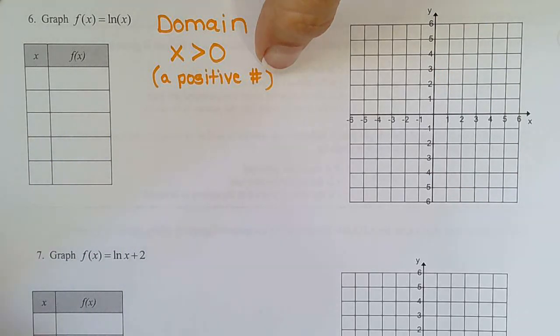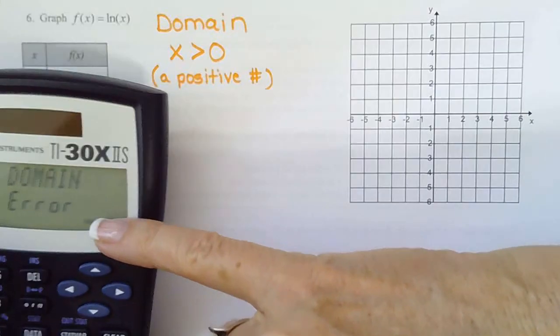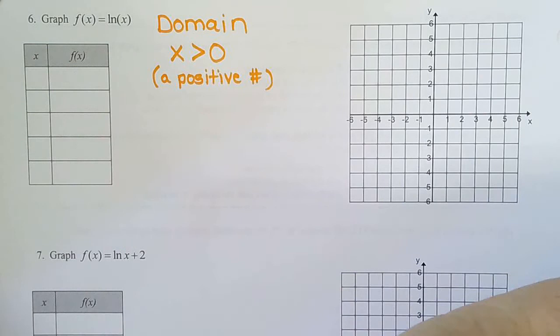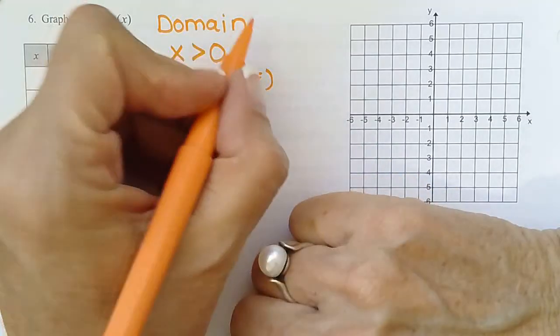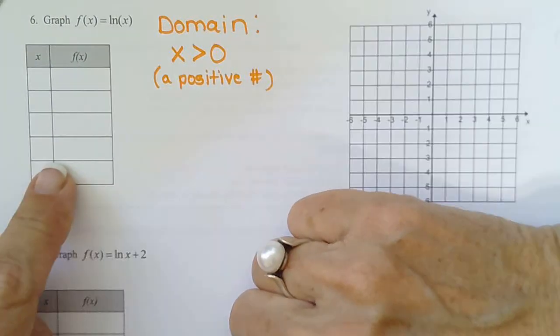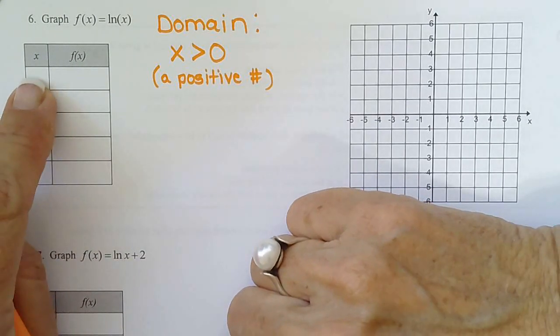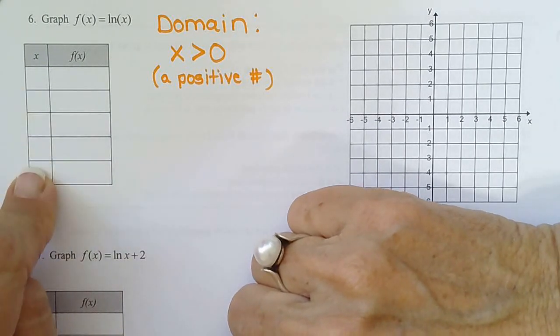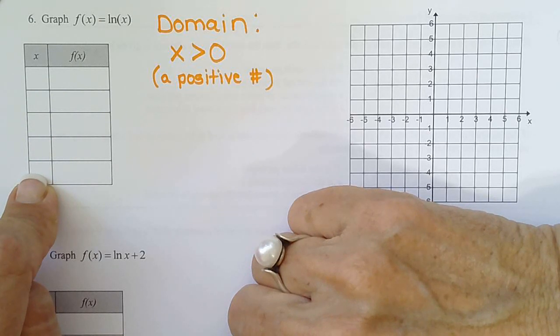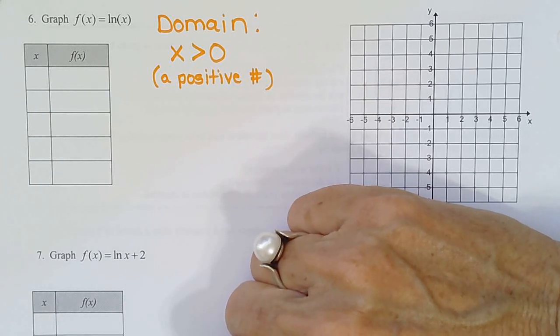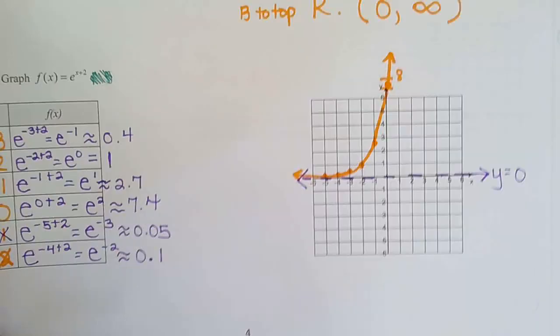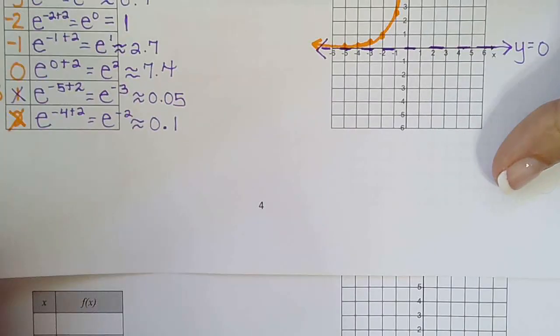We can't do the log of 0 and we can't do the log of a negative, as the calculator will tell you. So why do I need to do that? Why is that important here? Well, it's important because we need to know what to put in for x. So I just remembered something that we forgot to do. Go back to page 4 real fast. We forgot to do domain and range on page 4 because I know I put it on the final.